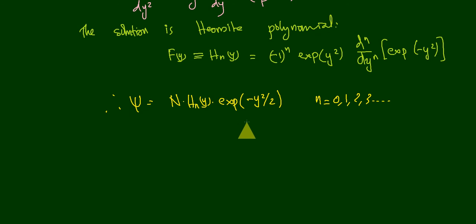In this lecture, what I am going to do is give the exact expressions for psi. For that, I have to evaluate H n of y for different values of n, and also I have to get the normalization factor. Then I can make the expression for psi n, that is equal to N H n of y exponential minus y square by 2.